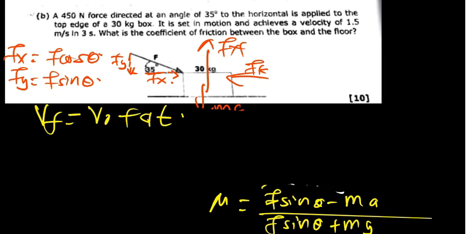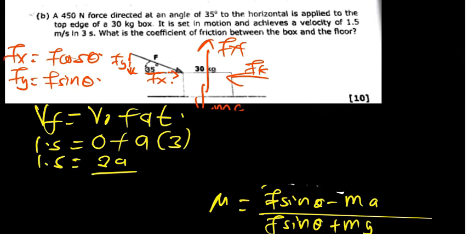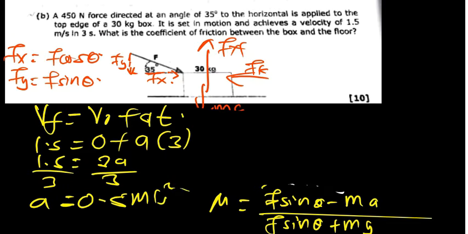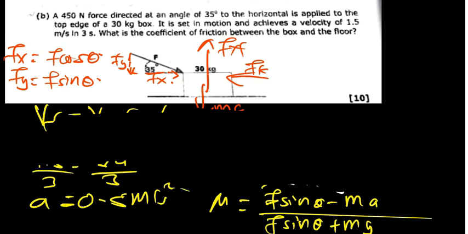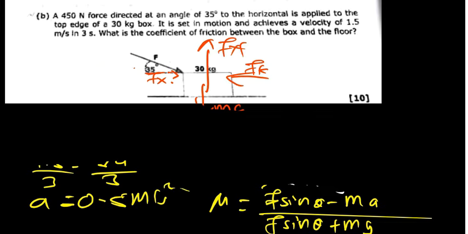We have the final velocity 1.5, the initial velocity to be 0, the acceleration we're trying to find, the time is 3. So we have 1.5 is going to be 3a. We divide by 3 on both sides. Acceleration is going to be 1.5 divided by 3. I'm getting 0.5. So this is going to be my acceleration, 0.5 meters per second squared. Now, if this is my acceleration, I have everything. I can just plug in the values. So let's put acceleration here, 0.5 meters per second squared.